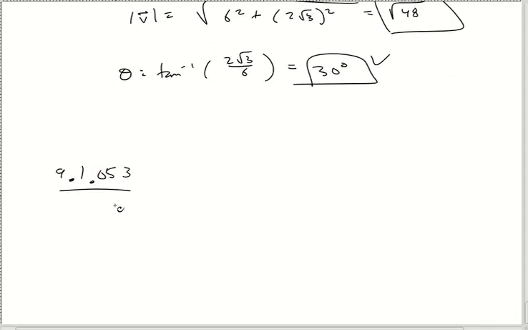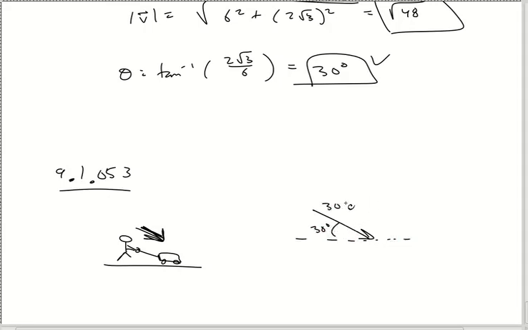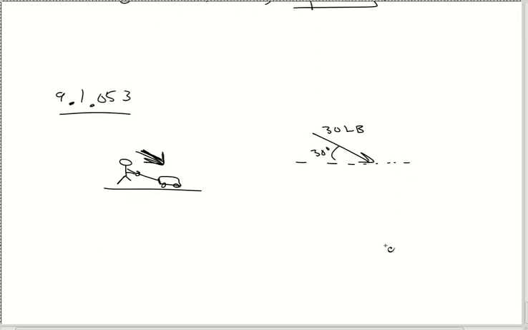91053. This is a word problem. So I have someone here pushing a lawnmower, and this is like the best picture ever. Notice that they're pushing down on the lawnmower. If you were to graph that angle, it's actually right here, 30 degrees, and they say that they're pushing with 30 pounds of force.